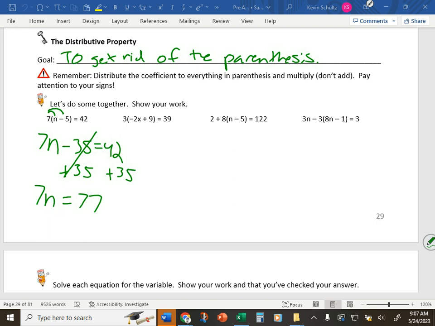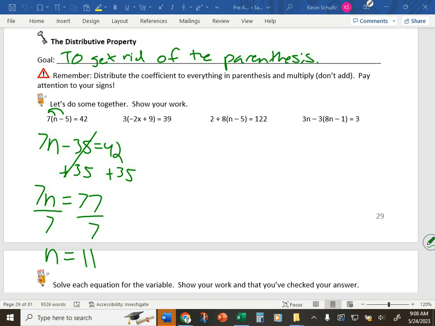And so now, what do we do? Divide it by 7. Right. If 7 n's make 77, what does 1 n equal? Well, 1 n is 11. If 7 of them make 77, one of them has to be 11.